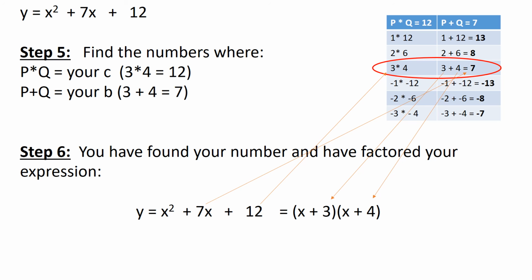Now, as I've shown you before, I've circled this. This is much neater. P times q, 3 times 4 equals 12. And my p plus q equals 7. Again, that's 3 times 4 is my c, that's where that came from. And my 3 plus 4 is my b, which is 7. Those two numbers are my p and q. So when I factor x squared plus 7x plus 12 using the PQ method, bringing those numbers down, it'd be x plus 3 times x plus 4.